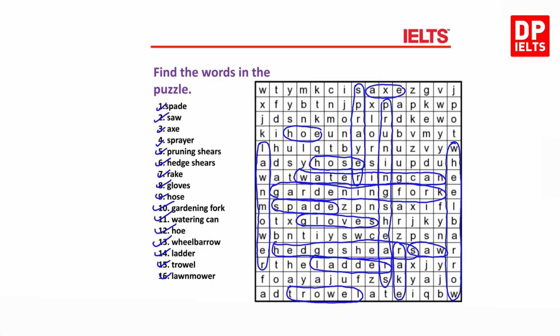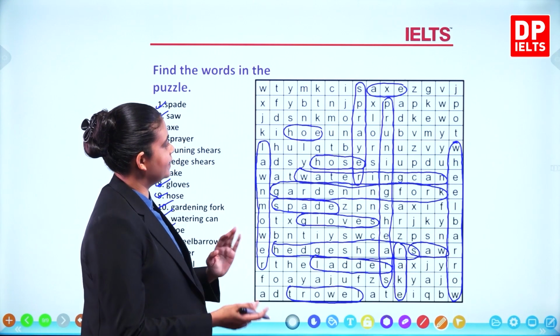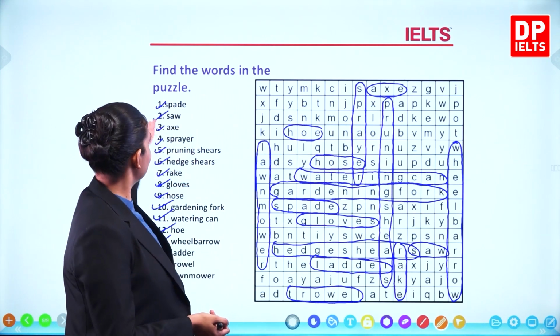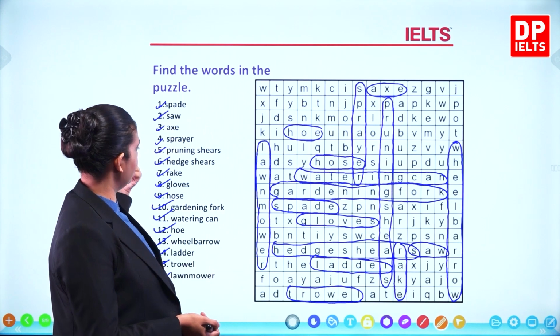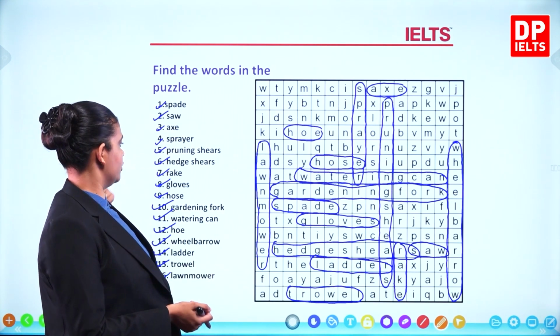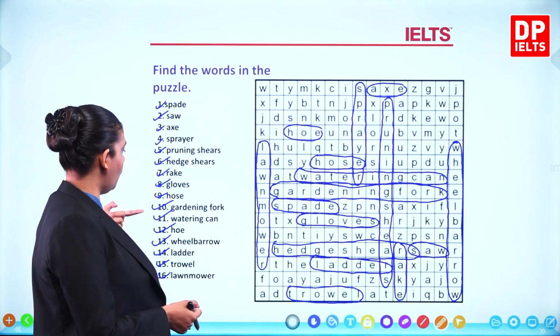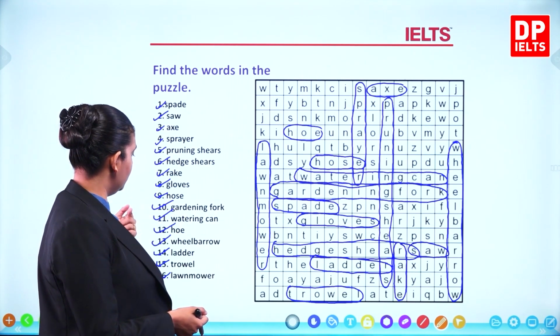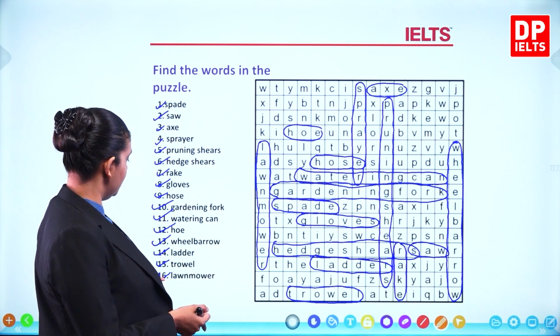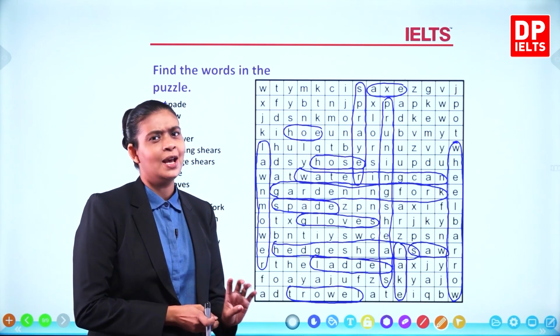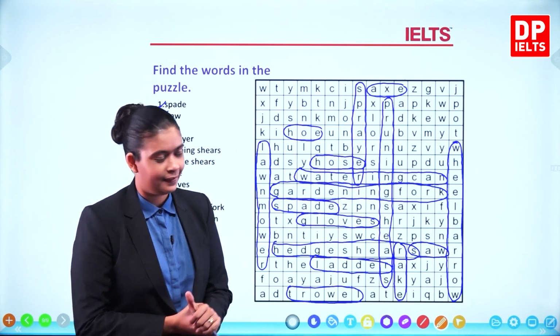So, you have got all the words. Right. So now you have got all the words. You've got spade, saw, axe, sprayer, pruning shears, hedge shears, rake, gloves, hose, gardening fork, watering can, hoe, wheelbarrow, ladder, trowel, and we also learnt about the lawn mower. Okay, it's not a land mower, right? It's a lawn mower, right?